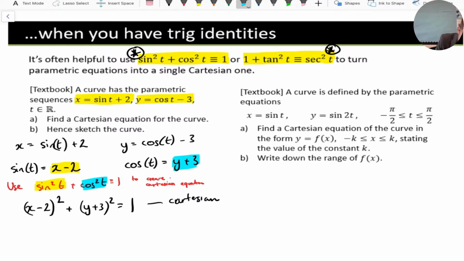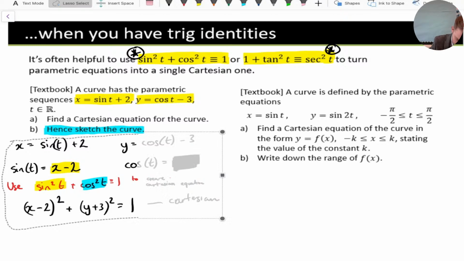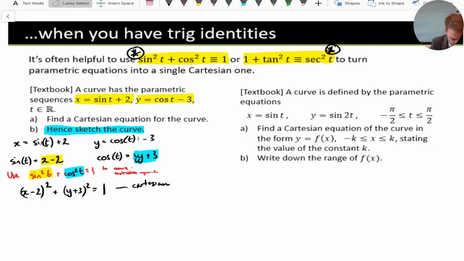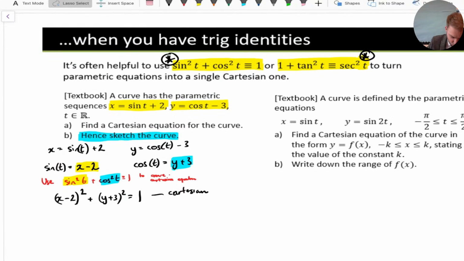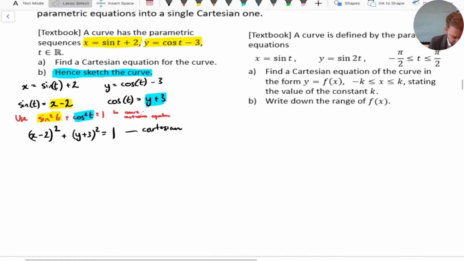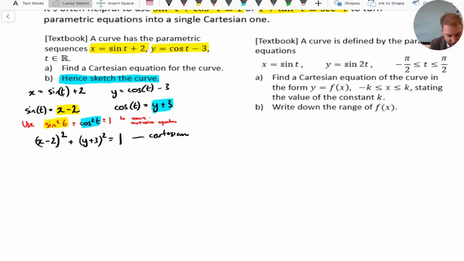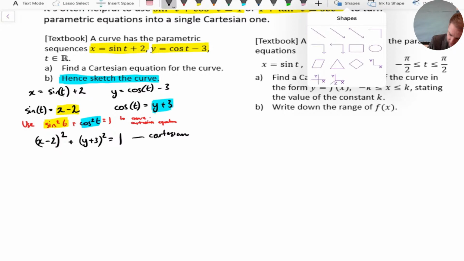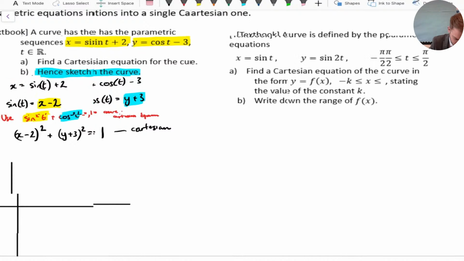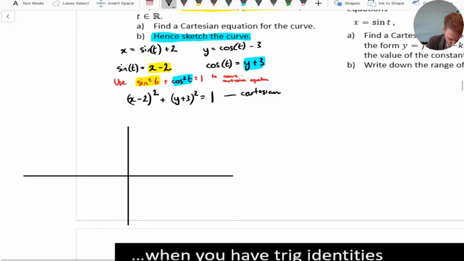So the next part here says, hence sketch the curve. Well, what's this going to look like? We know that it's now taking the form of the equation of a circle. So we can see that this is the equation of a circle, and our centre is changing, isn't it? So it's going right by 2 and down by 3. So let's draw an axis there.